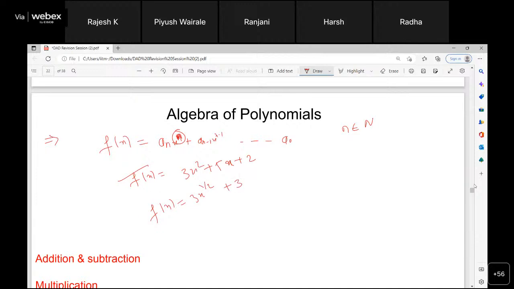No, it's not a polynomial expression, because here you can see the exponent is 1 by 2, right? It is not a polynomial expression.